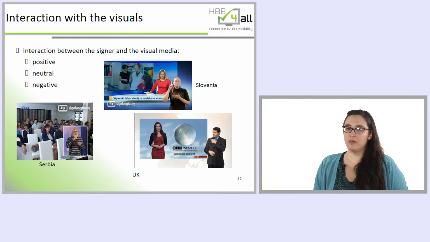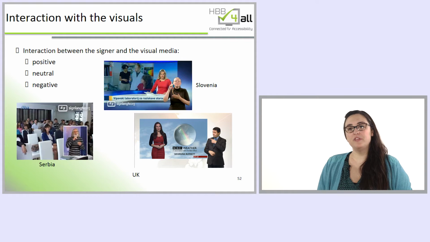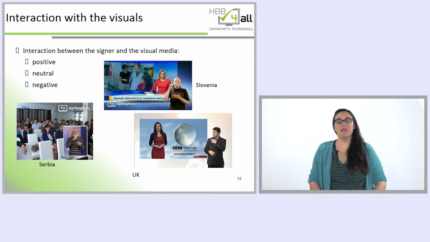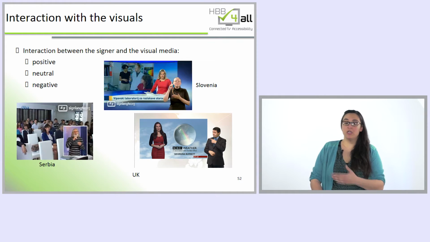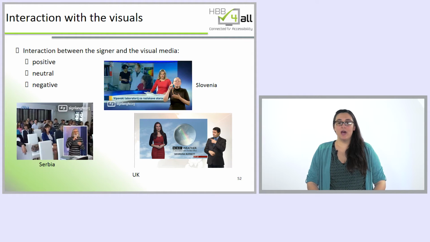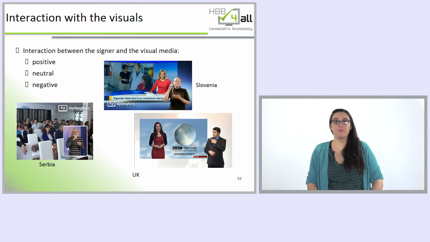As we introduced earlier, the interaction between the signer and the visual media can be either positive, neutral, or negative. In the examples that we have here, the UK example shows a positive interaction between the signer and the visual. In this case, the interpreter is pointing to the presenter and directing his eye gaze to the presenter so that he uses the visual information to complement his signing. A neutral interaction would mean that there's no actual interaction between the signer and the media.